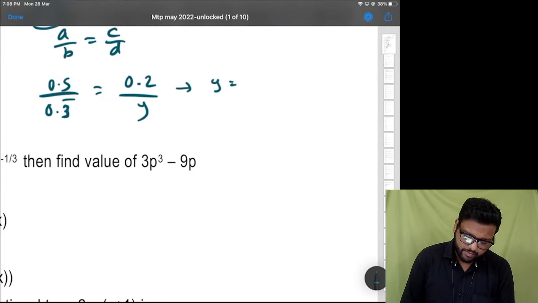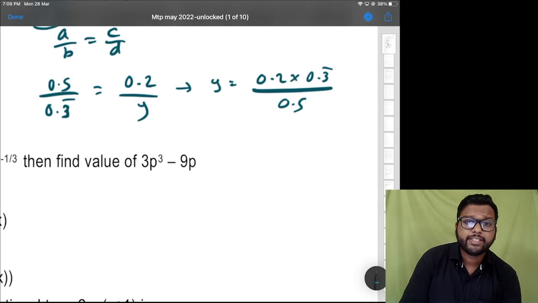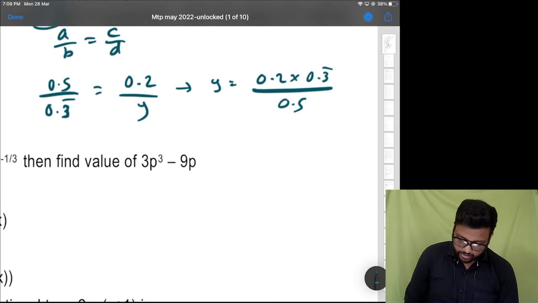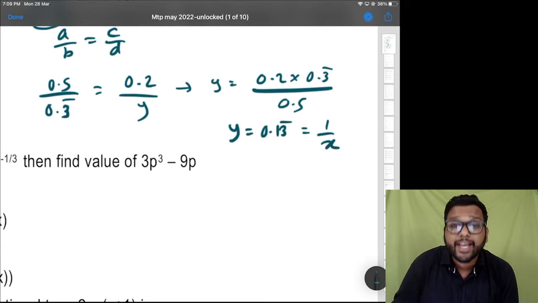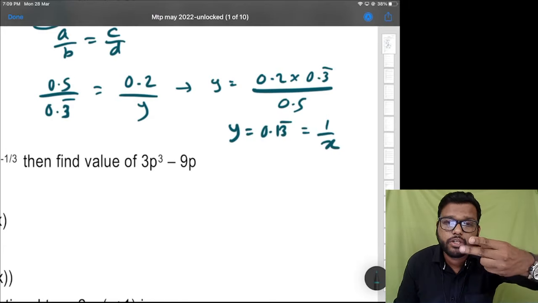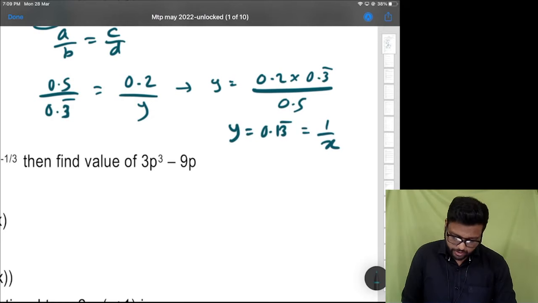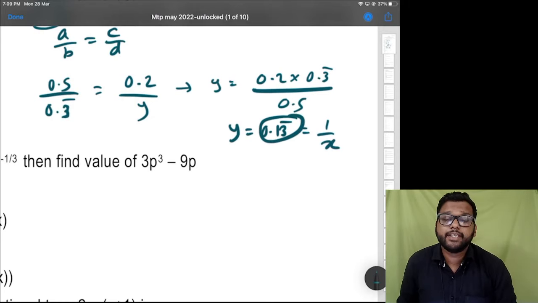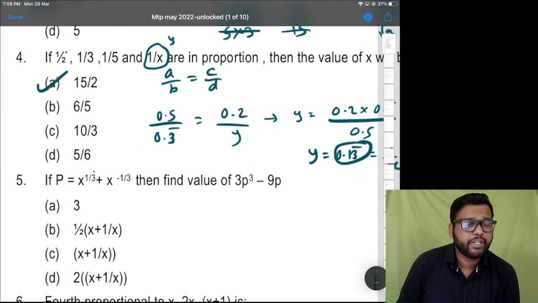How do we find y? Y will be 0.2 into 0.3333 upon 0.5. Let's do it on calculator. 0.2 into 0.33333. Okay, type it fully. Divide by 0.5. So y is equal to 0.13 recurring. Okay. Y was what? 1 by x. We want x. That means we have to take reciprocal now. How to take reciprocal in calculator directly? Divided by and equal to. On this, if you press divide by equal to, we get 7.5. So 7.5 is the answer, which is option A. 15 by 2 is 7.5.